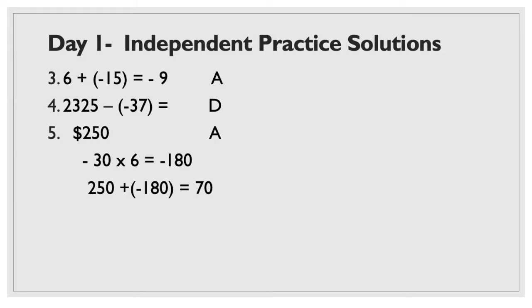Then we're looking at number four. Number four may have been a little bit more difficult. So it says that Linda climbed a mountain to a height of 2,325 meters above sea level, and Janice hiked down a canyon that is 37 meters below sea level. How much higher was Linda than Janice? So we're looking at the difference between Linda and Janice.